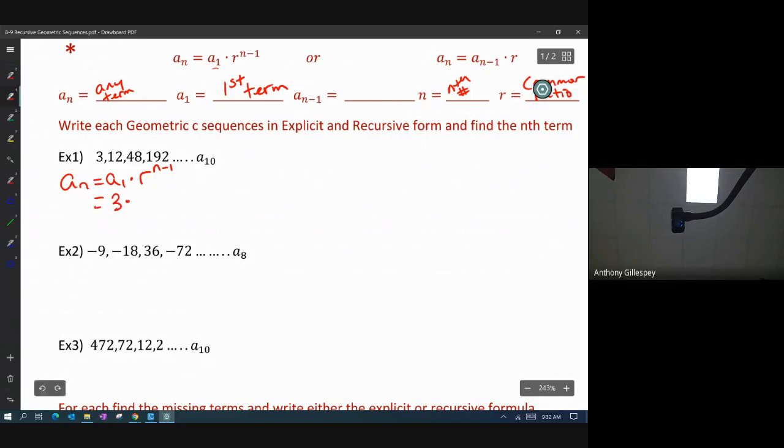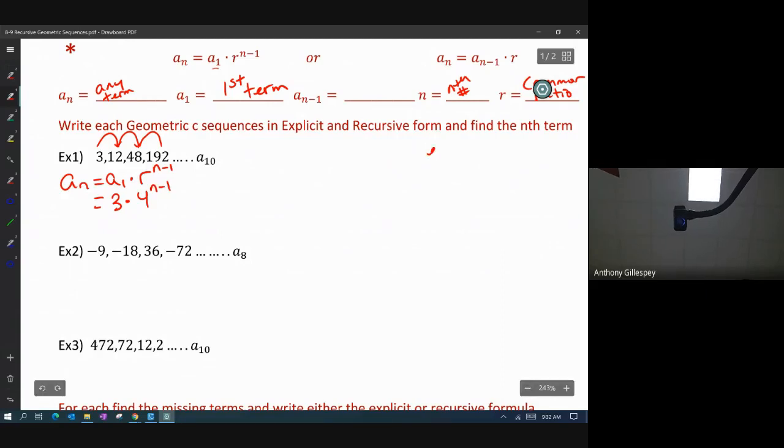3 times, what's the skip count? Times 4, times 4, times 4. These blow up really fast. Okay? They blow up really fast. You're going to have to use a calculator on these. All right? To the n minus 1. There's our equation. That is the first thing we need to write.